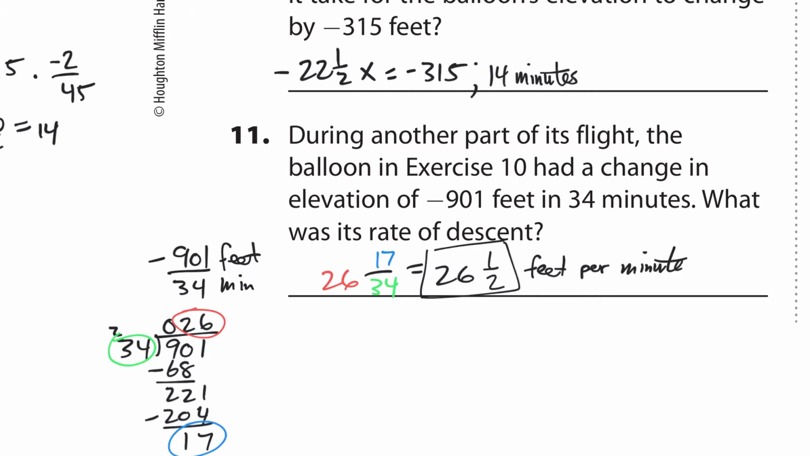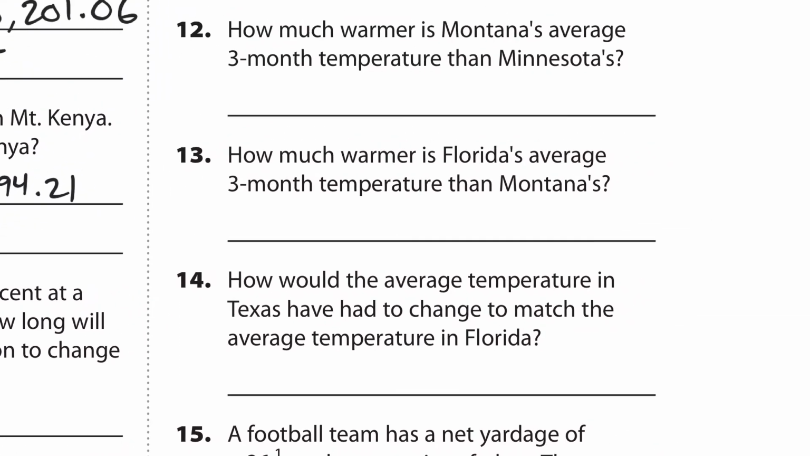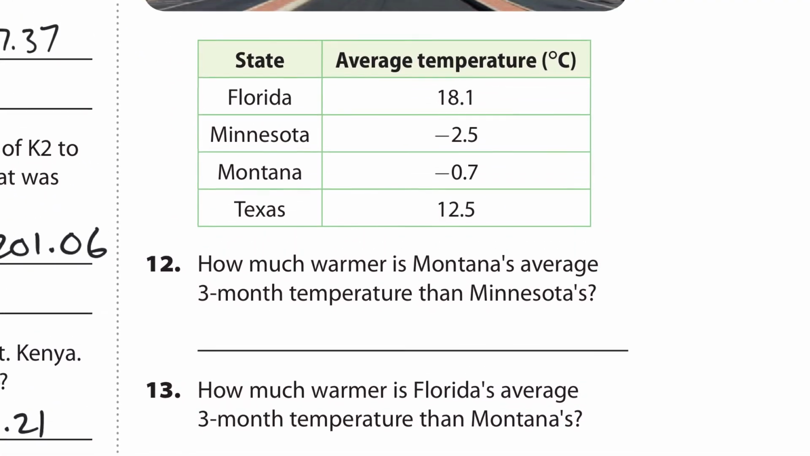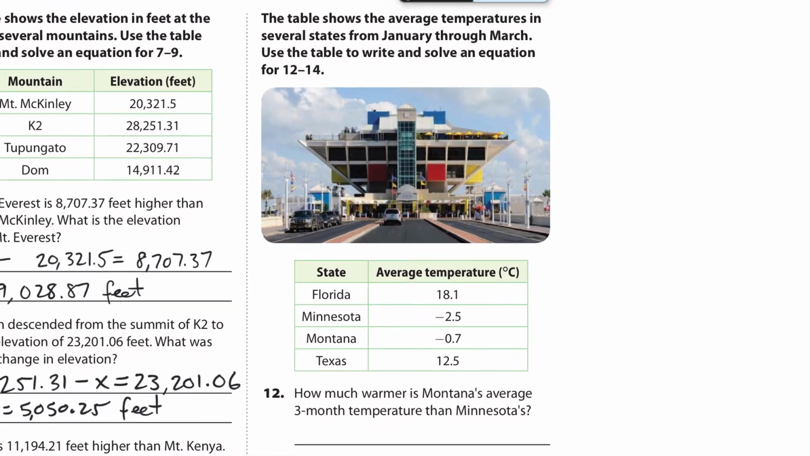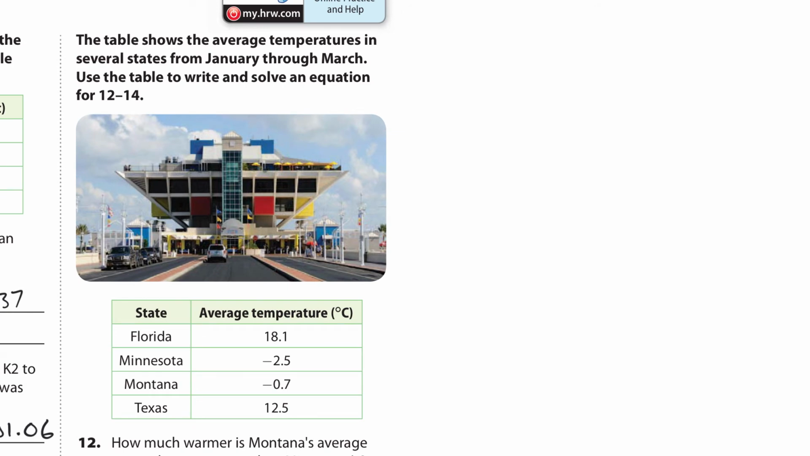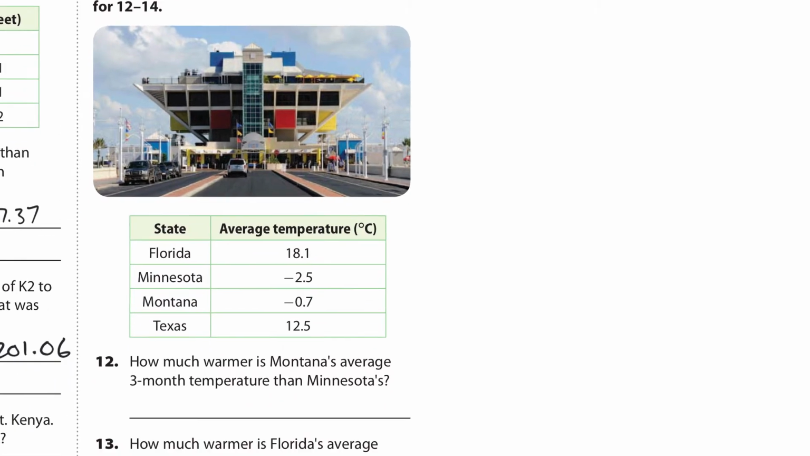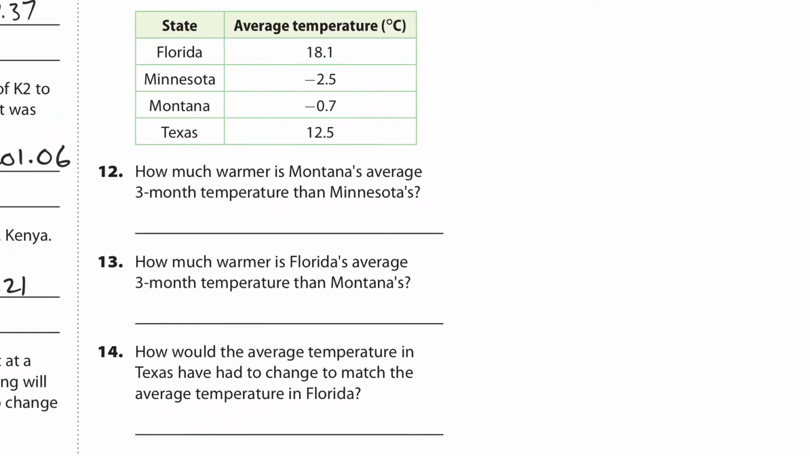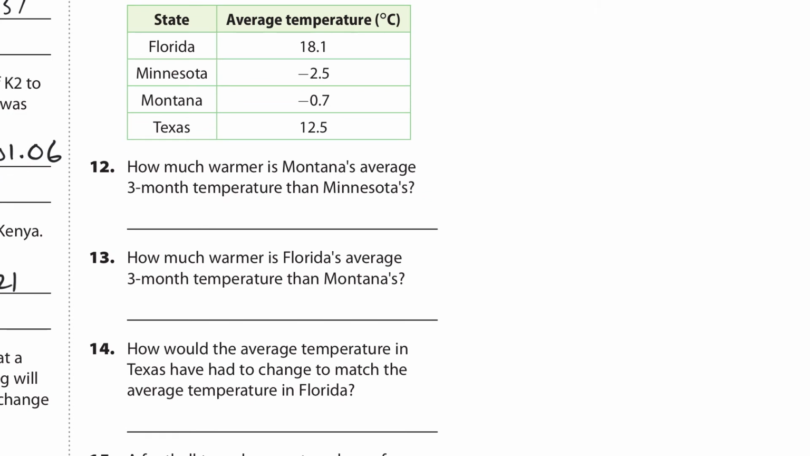All right. Number 13. Whew, look at that. There's a lot going on there. And here we have the table shows the average temperatures in several states from January through March. Use the tables to write and solve an equation for numbers 12 through 14. So what we have here are a few states: Florida, Minnesota, Montana, Texas, and these temperatures.